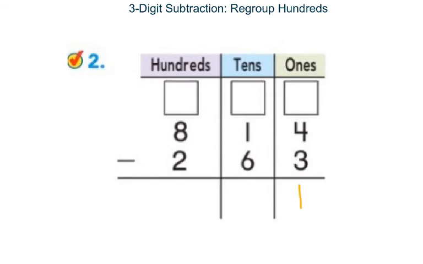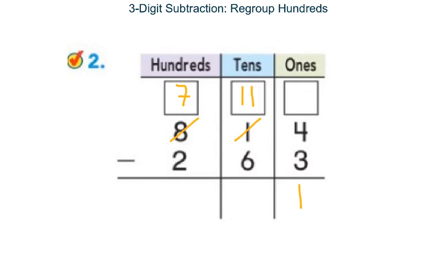1. Now, can we subtract 1 minus 6? No. We need to borrow. We borrow 1 from the hundreds. That leaves us with 7. And we regroup 10 in the tens. That gives us 11. Now we have 11 minus 6.